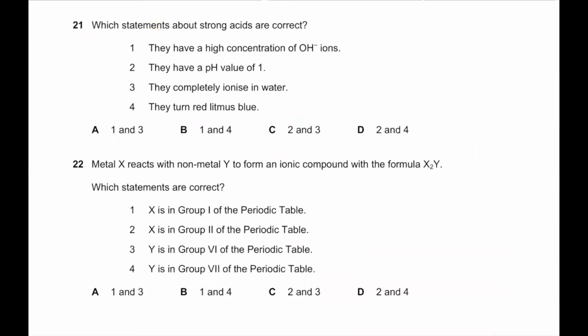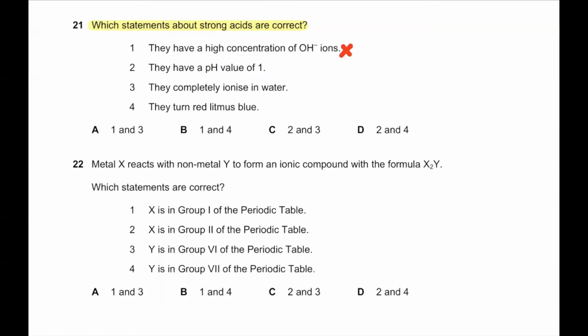So we'll start from question number 21. Which statement about the strong acids are correct? They have high concentration of OH minus ions. Guys, we know that acid contains H plus ions. Acid does not contain hydroxide ions. So point number 1 is wrong.